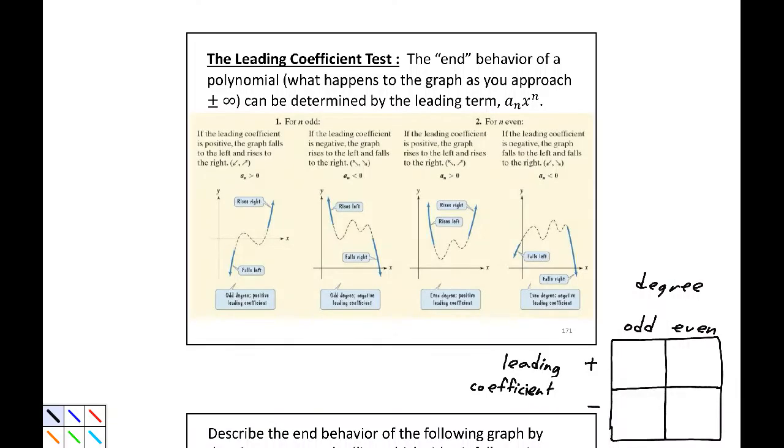The next characteristic we can determine about a polynomial based on its degree and its leading coefficient is the end behavior. This leads us into the leading coefficient test. The leading coefficient test says that the end behavior of a polynomial, what happens to the graph as you approach positive or negative infinity, going to the left and the right, can be determined by the leading term, a sub n times x to the n.